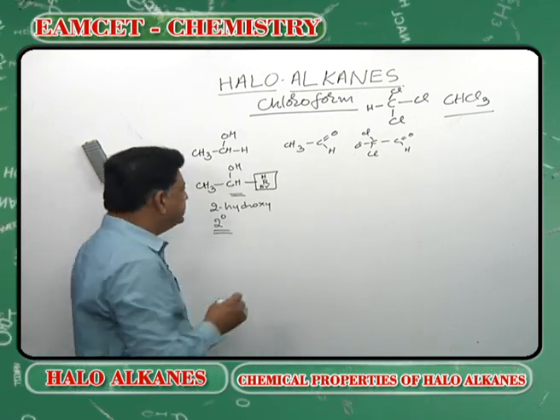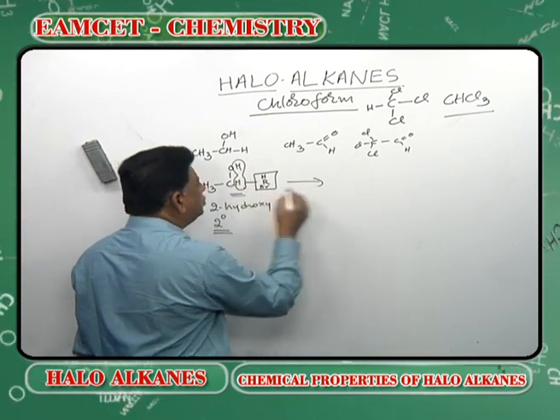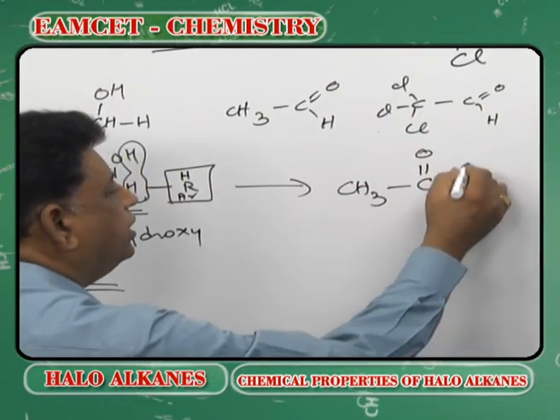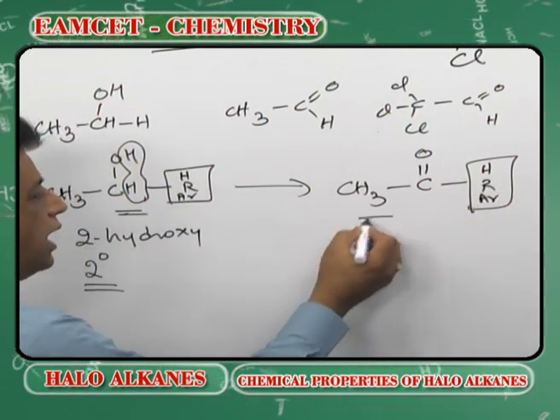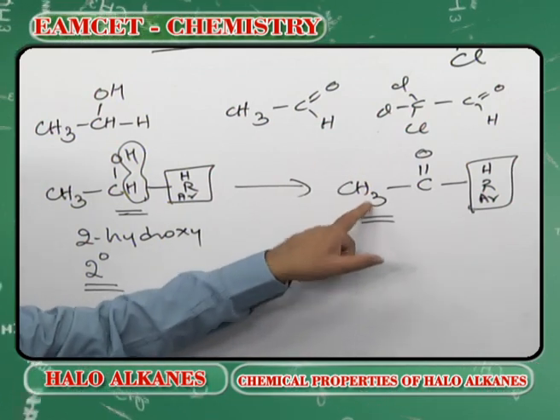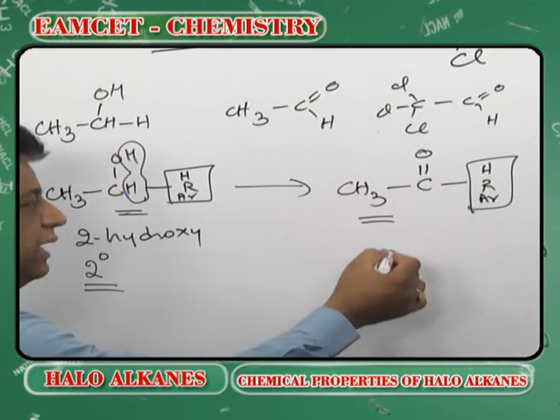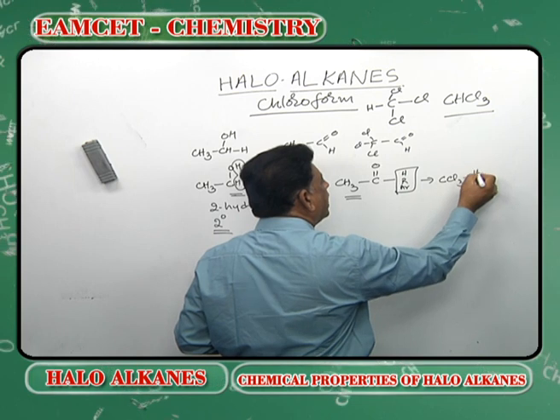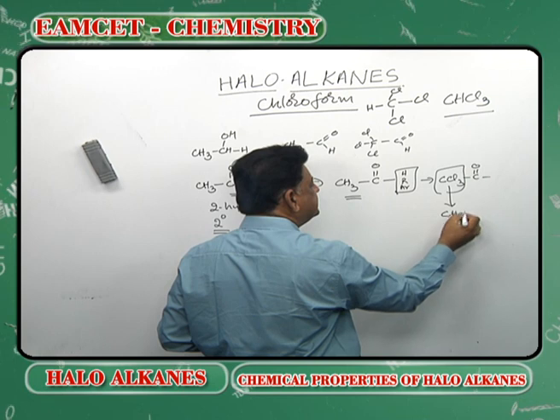Why 2-degree? First of all, this alcohol should oxidize, that is, the H and OH should go, and a carbonyl compound should be formed. Why do we need a carbonyl compound? Because only carbonyl compounds can show this hyperconjugation. In the subsequent step, the hydrogens get removed and substituted with halogens. Then you get a trihalo carbonyl compound. This trihalo compound actually results in CHCl3.